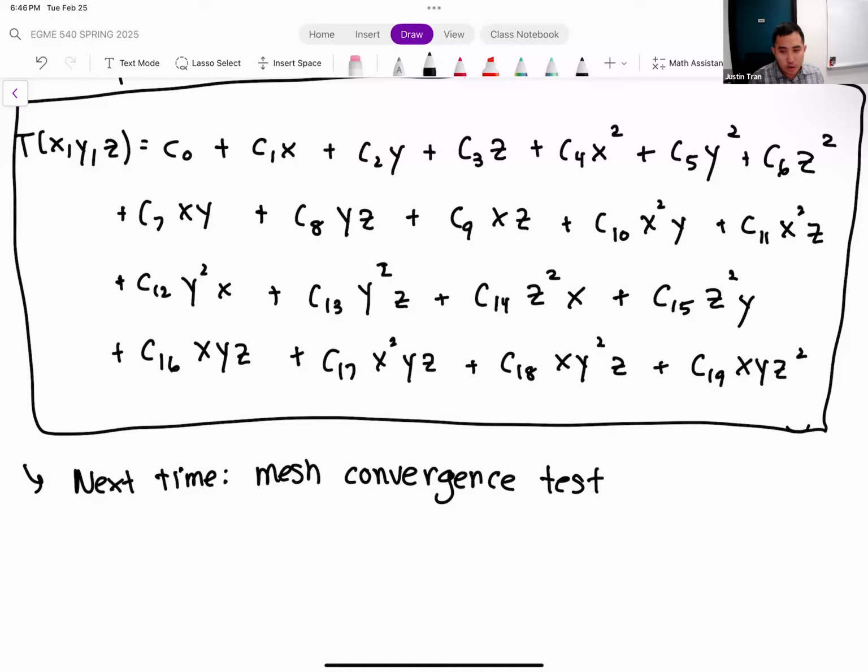Question: are we going to be using computers for convergence tests? Well, for the project, you do need to use the computers for the convergence tests. But on Thursday, we're just going to talk about the concept of the convergence test. So no computers needed for Thursday. Thursday is just a straight up lecture.